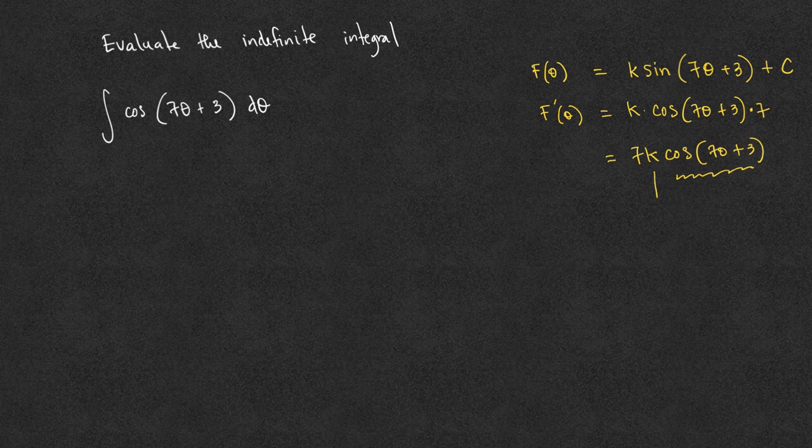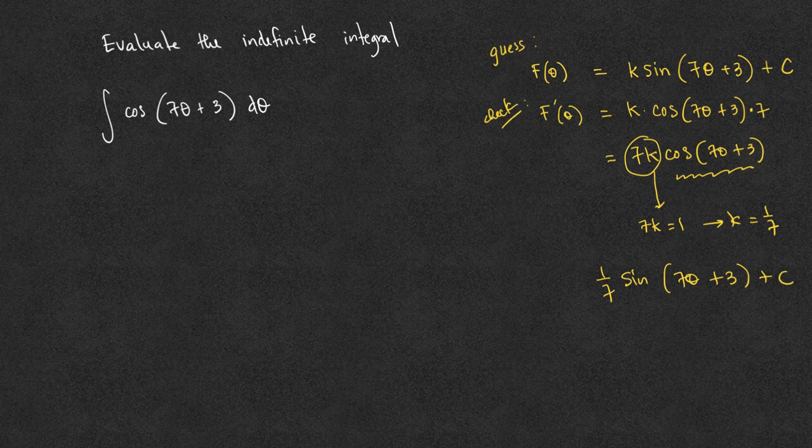And so what is k? So that 7k is 1. k has to be 1 over 7. So the answer is 1 over 7 sine of 7 theta plus 3 plus c. But this is if we were to guess and then check.